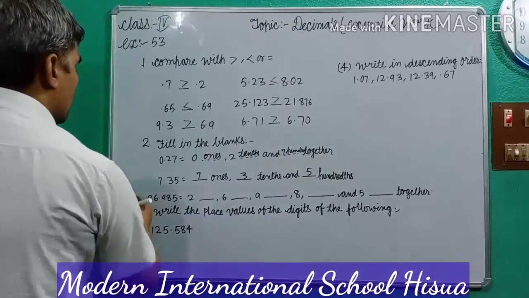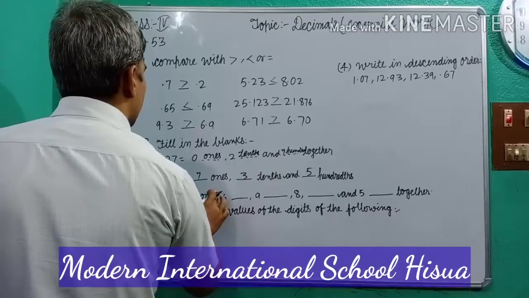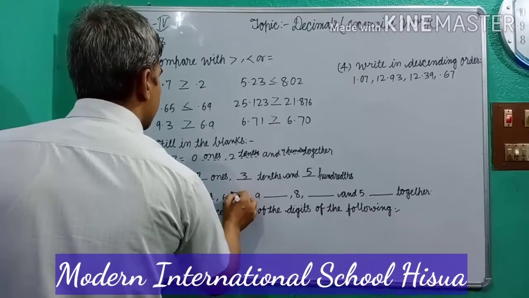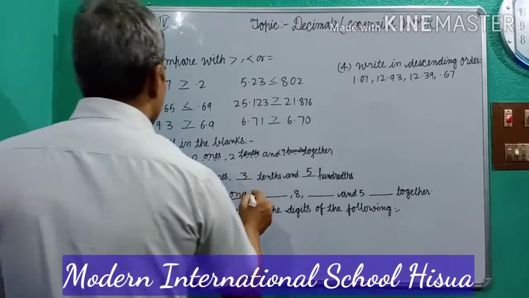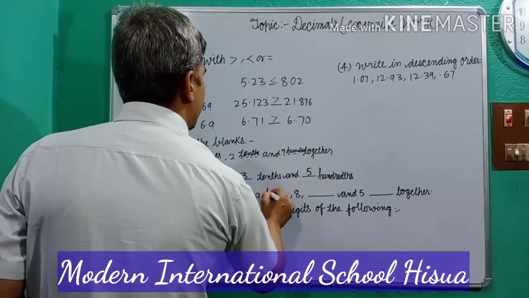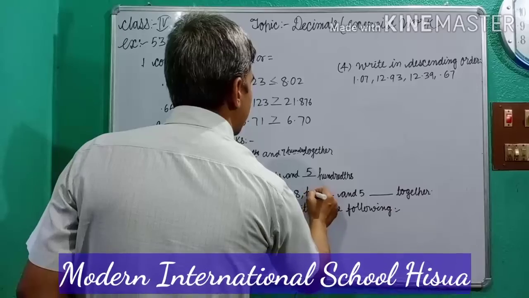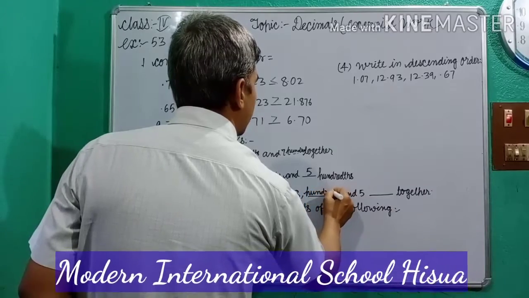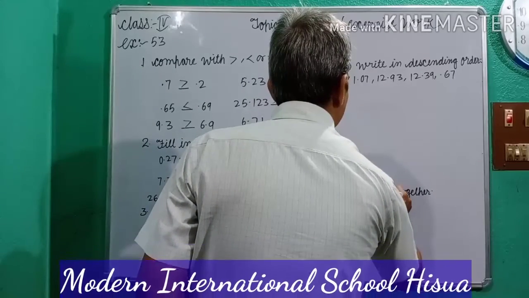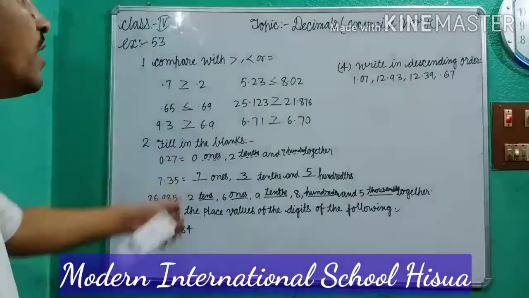And here 2 ones, 2 tens, 6 ones, 9 tens, 8 hundreds, 5 thousands. In this way, you fill in the blanks.